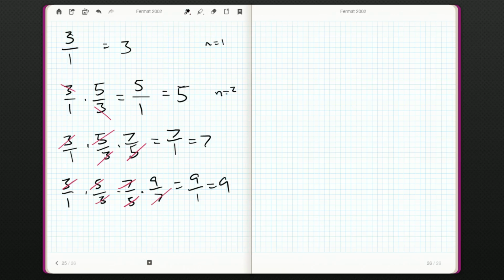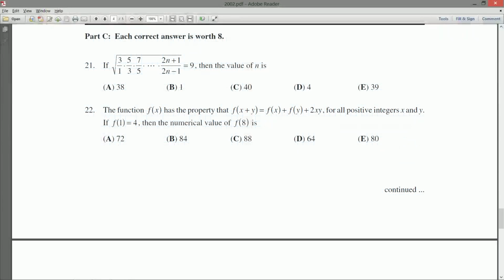If n is 2, we'll get a 5 out. If n is 3, we'll get a 7. If n is 4, we get a 9. And I wonder if n equals 4 is one of the possible answers. Oh, it is. Very nice. And b equals 1 is one of the possible answers.